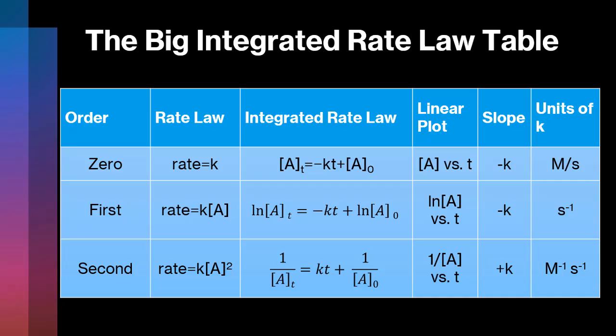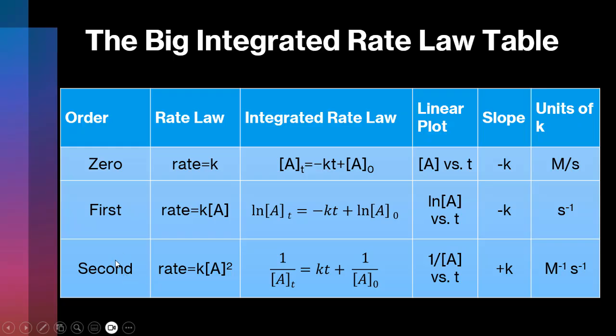For first order reactions, our differential rate law says that the rate of the reaction is equal to k times the concentration of A. The integrated rate law is that the ln of the concentration of A at time t is equal to negative kt plus the ln of the initial A concentration. In this instance, we will only get a linear plot if we plot the ln of A versus t, and our slope is negative k.